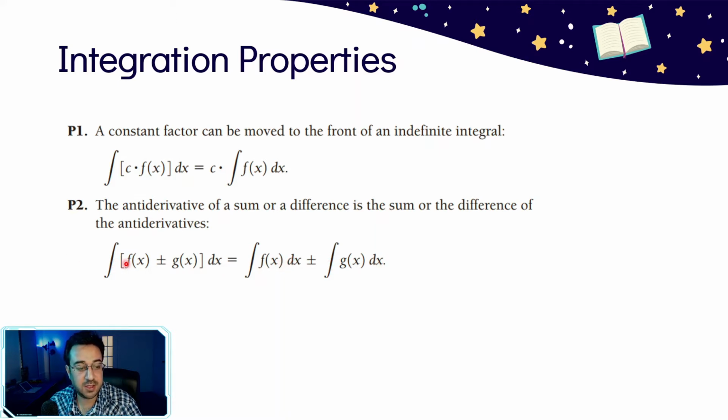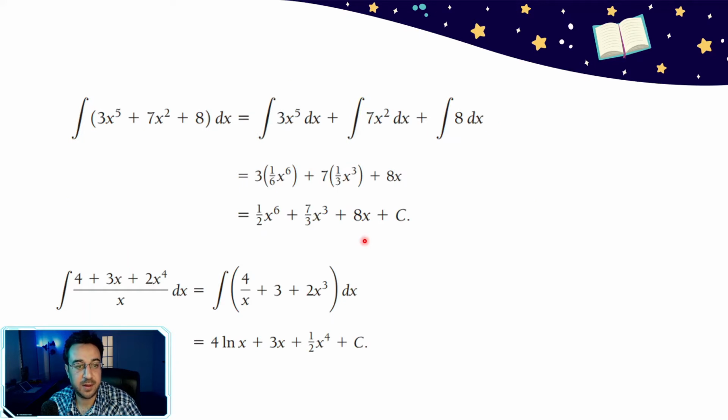If you have the integration of f of x minus g of x dx, then you can as well distribute the integration, so you can do the integration of f of x dx on the side, minus the integration of g of x dx on the side, and combine the results together and get your final answer. Let's take an example on that kind of property for integration.